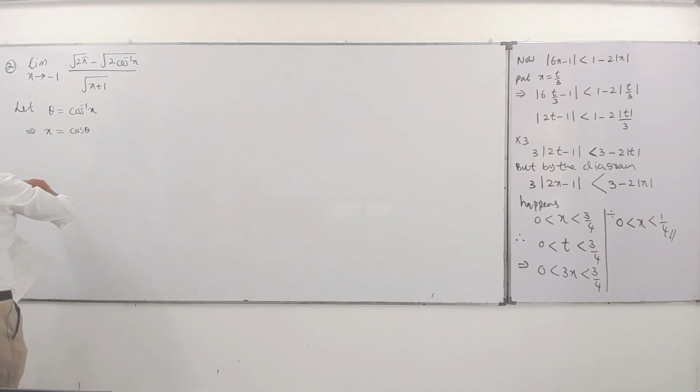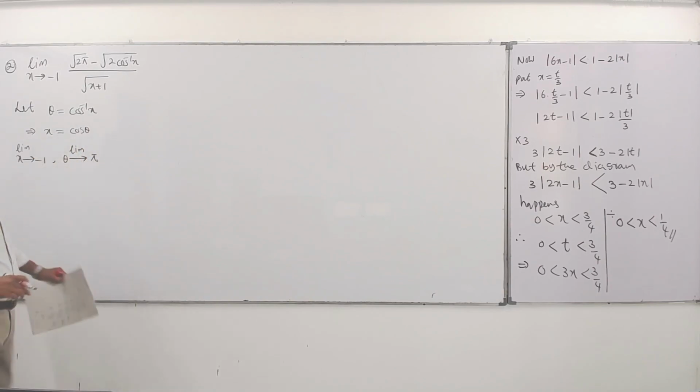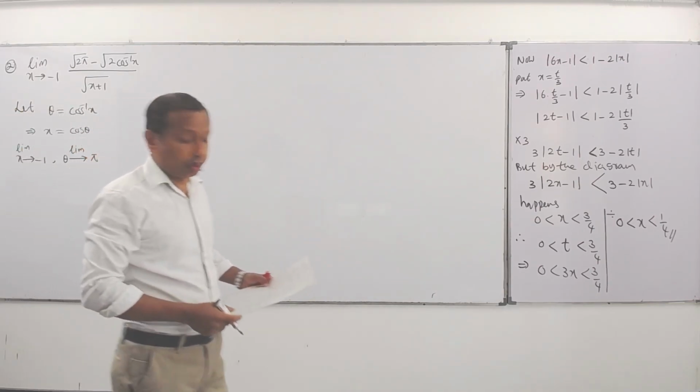Right. Now limit x going to −1. When I put here −1, cos theta equals −1. This occurs when theta equals 180 degrees, that means π. That means x going to −1 means theta going to π. Okay?